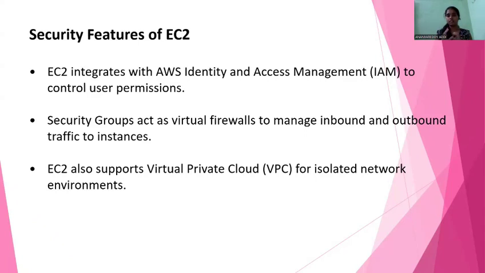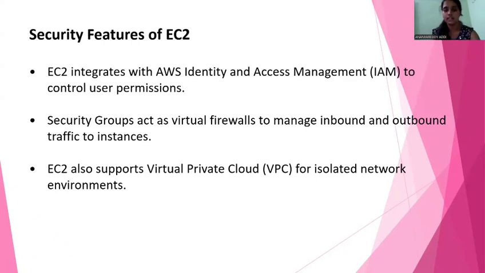And the second one is security groups. That is virtual firewalls that can control the traffic to and from your instances. And the third one is it uses the VPC, that is virtual private cloud, which isolates your EC2 instances for the added security. So in this way, Amazon EC2 provides the security features.